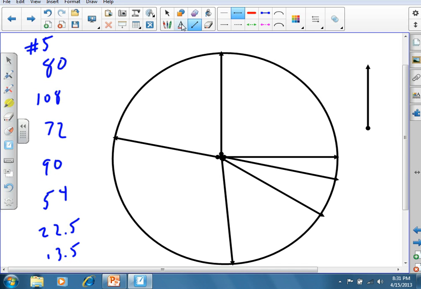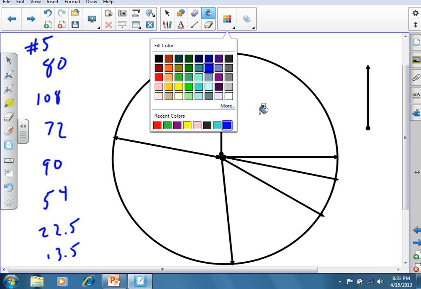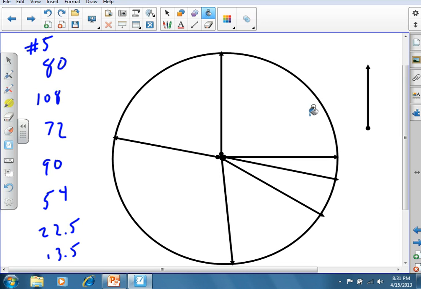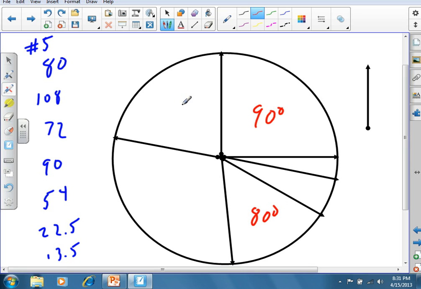What do you think? Oh, can I fill it in? No, can't fill it in. All right, so there we go. Can't change the colors, but this is, where's my 80 guy? There's my 80 guy. There's my 90. Here's my 108. This is my 80 up here.